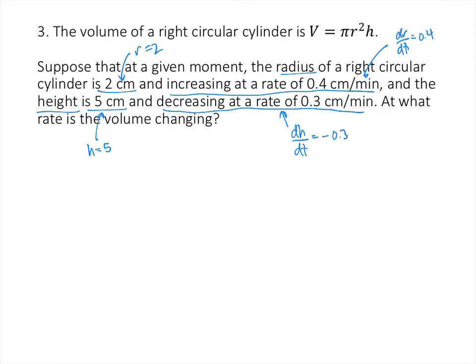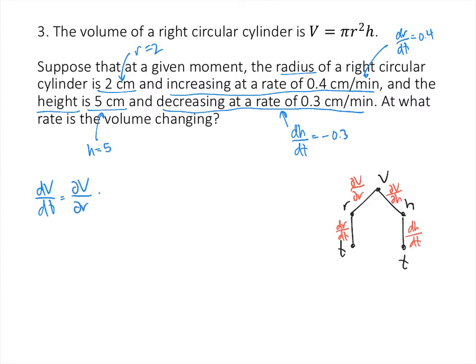And we want to know the rate at which the volume is changing. But volume is a function of r and h. And r and h, as we're being shown here, are functions of t. Which means we can use the chain rule. Del v/del r multiplied by dr/dt, and then del v/del h multiplied by dh/dt. Add those together, and that's going to give us dv/dt, the rate at which the volume is changing with respect to time.